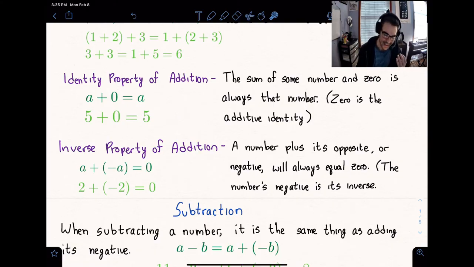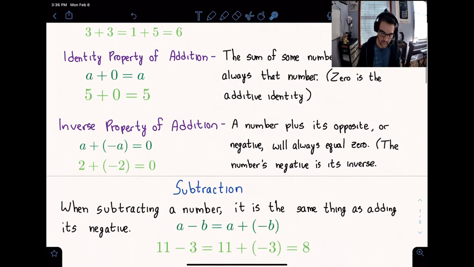So the identity property of addition is defined as the sum of some number and 0 is always that number. And I put in parentheses here so that you know that 0 is the additive identity of addition. So some number a plus 0 equals that same number a. Here's an example with hard numbers: 5 plus 0 is 5. So again, the important thing to take away from this is that 0 is the identity property of addition, and when you add 0 to any number, it maintains its same value.